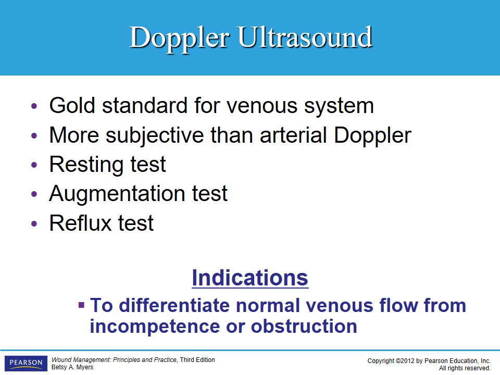All right, Doppler ultrasound is where you do the ultrasonogram we talked about earlier, and it is the gold standard for the venous system. More subjective than the arterial Doppler. They do a resting test, an augmentation test, and a reflux test. Each of those tests tells us what the veins look like at different points, like when the person's in different positions, or resting, or moving, like standing. And the indication for the Doppler ultrasound is to differentiate normal venous flow from incompetence or obstruction.